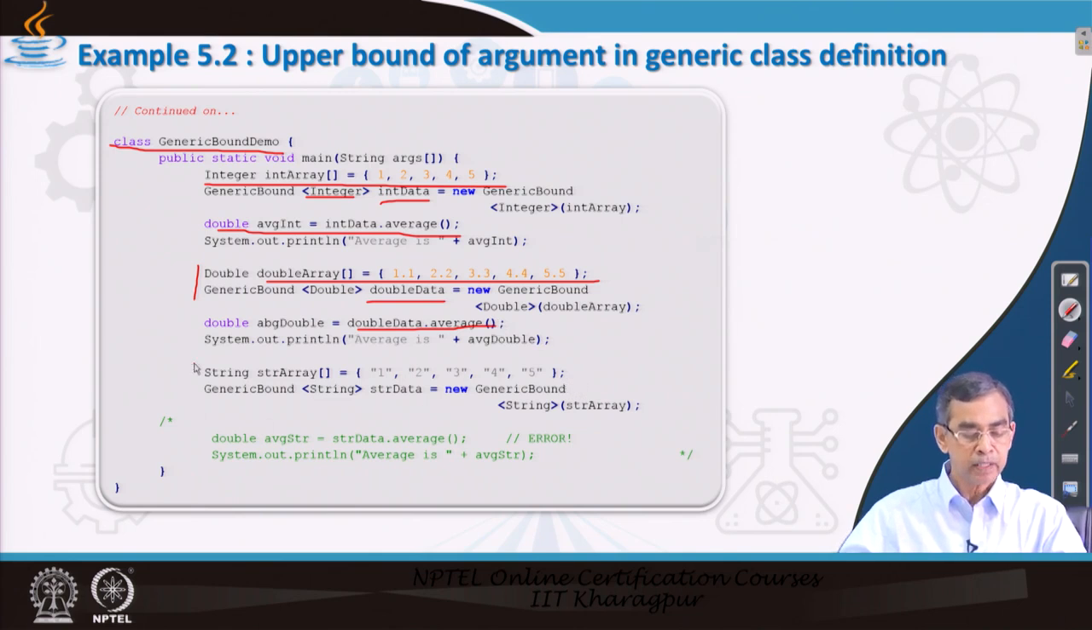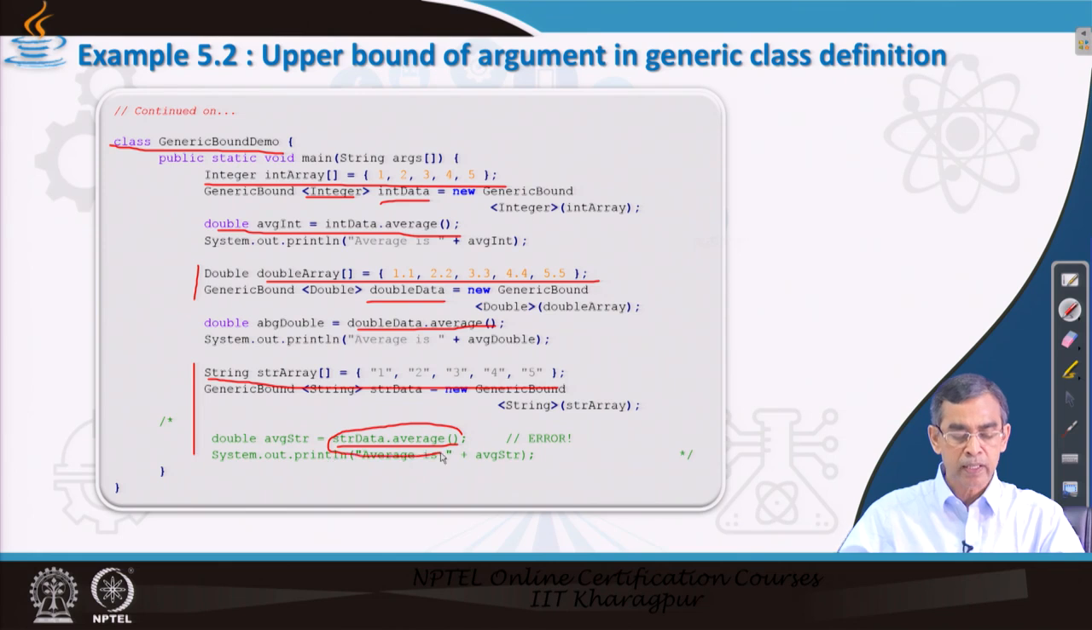However, this will give an error because here we are declaring an array of strings and then we want to call this method average. Now, this average method will not be able to resolve its scope because the String class is not under this bounded argument. So, it will report a compilation error, that you will not be able to use this because the bound of your argument is within Number and its subclasses. So, this will give an error, but the others will not.